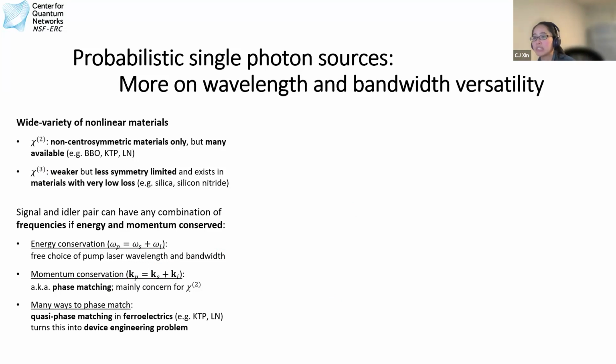But by far the most versatile method in this class is quasi-phase matching in ferroelectrics that also have strong second-order nonlinearity. And the prominent examples of this are potassium titanyl phosphate and lithium niobate. And what this does is that it turns fulfilling this phase matching condition into a device engineering problem as opposed to a materials engineering problem. If you don't use quasi-phase matching, you're actually dealing with a materials engineering problem, because the reason the phase matching condition is not fulfilled is because you have some kind of material dispersion.